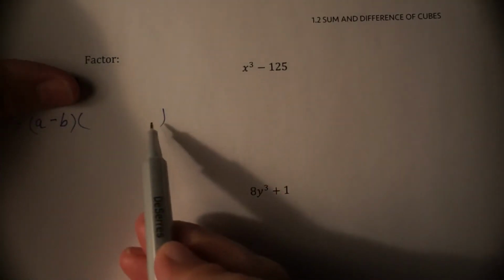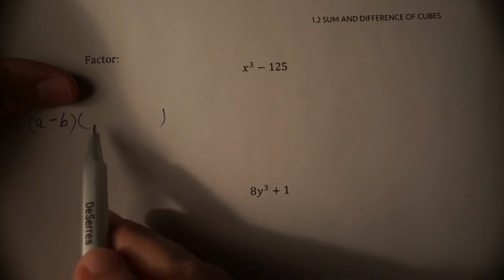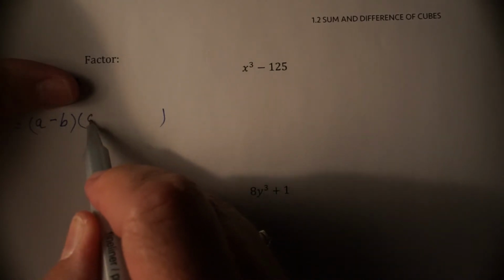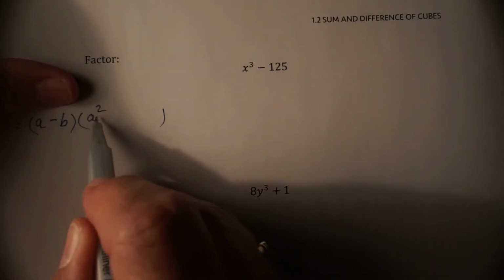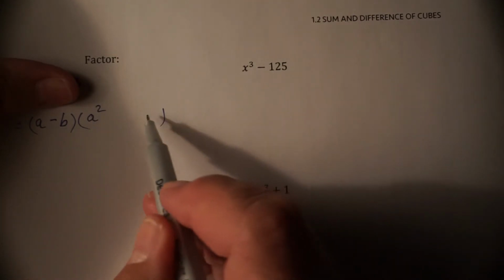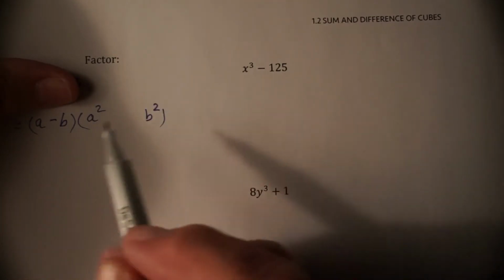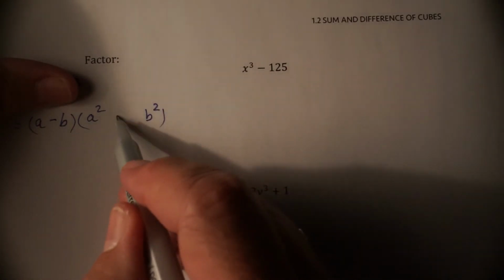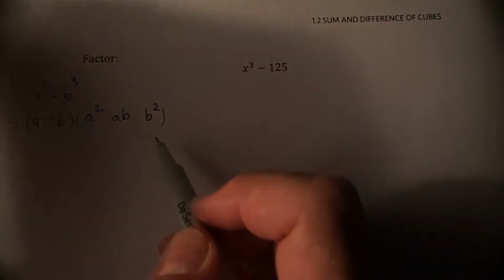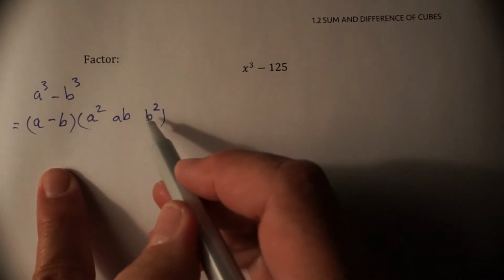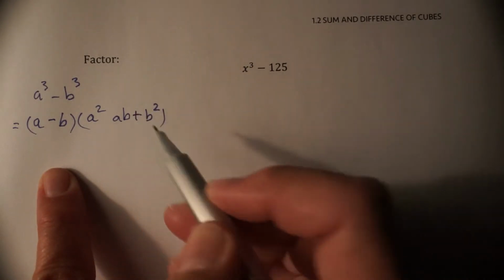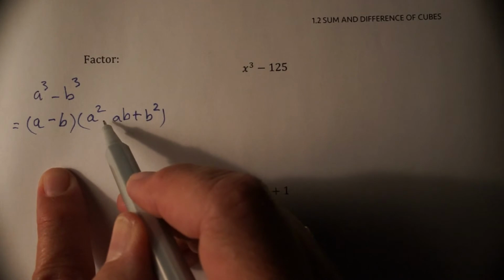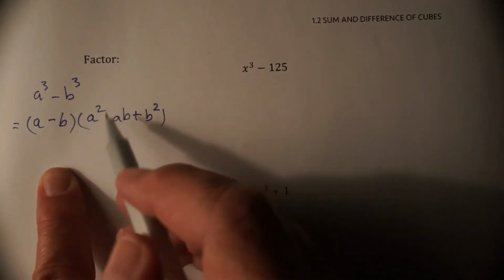You're going to fill in a quadratic. This one squared is your first term, this one squared is your last term, and this one times this one is your middle term. So a times b, which is always ab. Now, the last sign will always be positive, and the middle one will always be opposite. So if this was a minus, this will be a plus.